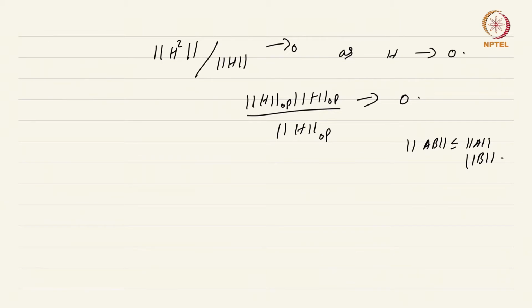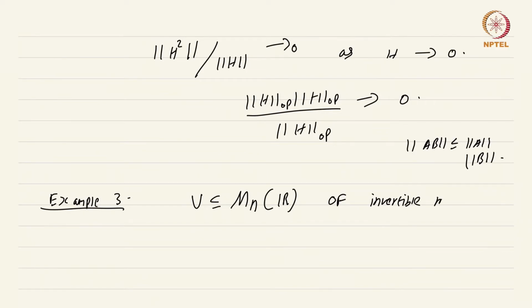Okay, now let's take another example. This example is even more complicated and it again involves matrices. What we are going to do is consider, as a metric space, U, an open subset of M_n(R) of invertible matrices. The notation for this is often GL_n(R), the space of all invertible n cross n matrices.